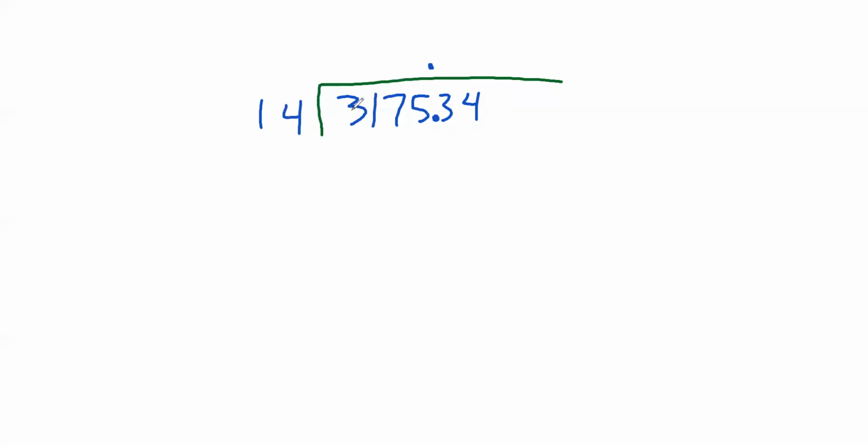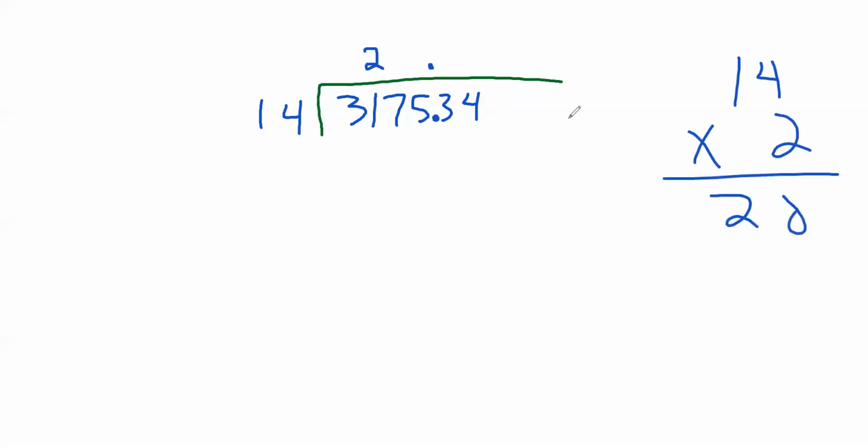Does 14 go into 3? Nope. Does it go into 31? Twice, yeah. You can see it'll go in 2 times. And then if you're not sure, 14 times 2 would be what? It'll end up 28. And so 28 was the closest we could get to 31 without going over, because the next multiple of 14 would have been 42, which is too large. And so now we complete the process.